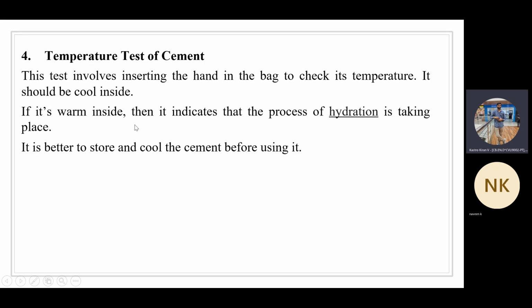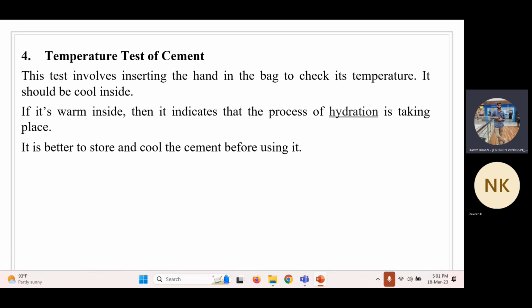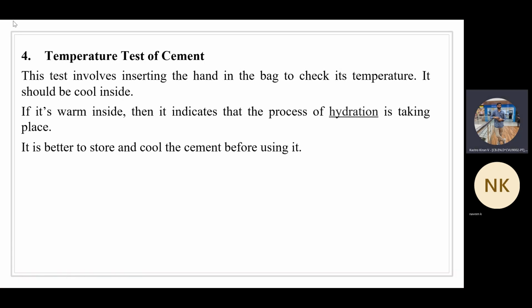You can see here, if you find warm temperature inside the cement bag, it indicates that the process of hydration is taking place. I was telling in the last class that we have different hydration products like C3S, C2S, C3A, C4AF, ettringite, monosulfate, and then the calcium. All these are hydration products only. So if you find any warmth inside the cement bag, it indicates there is still a hydration process taking place inside the cement bag.